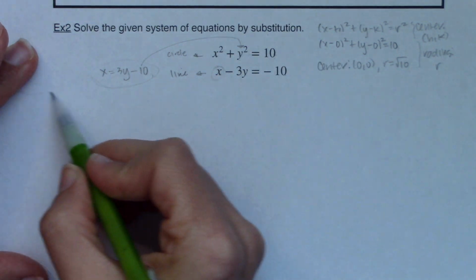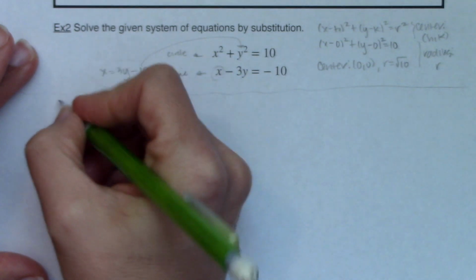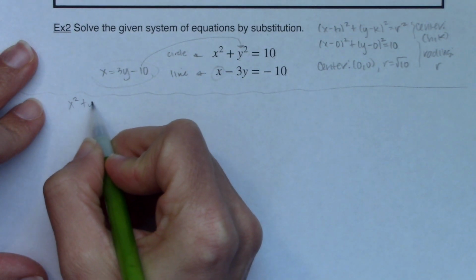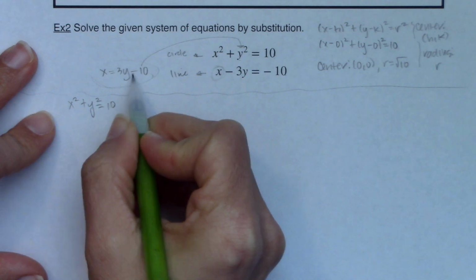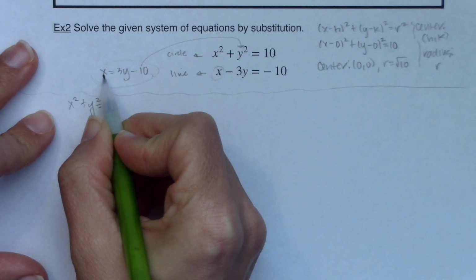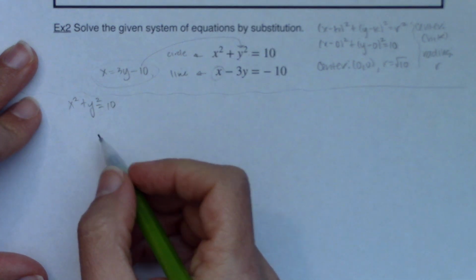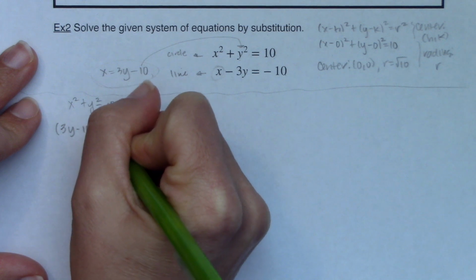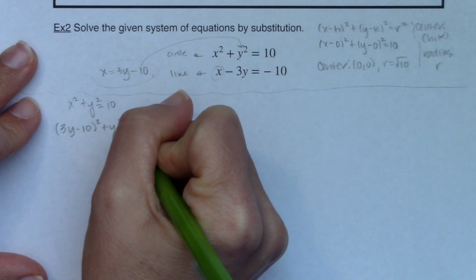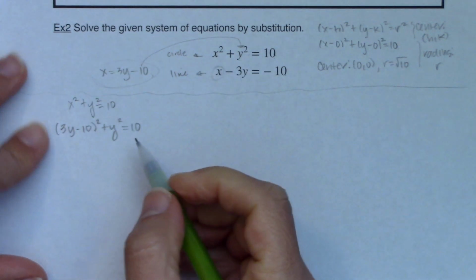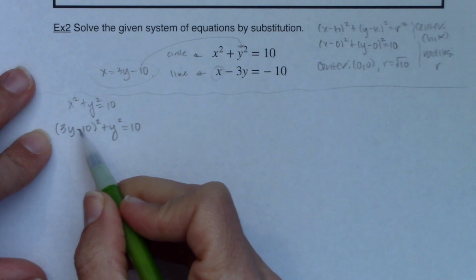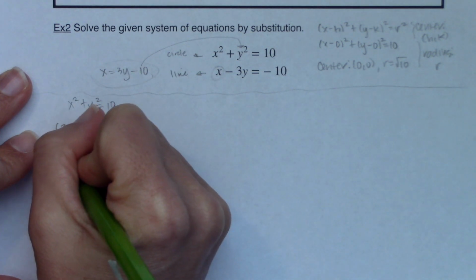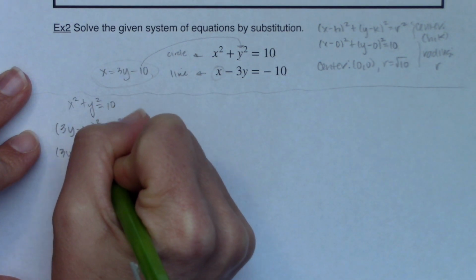All right, so let me put some separation here. We are starting with x squared plus y squared is 10. And instead of x, I'm now going to substitute in 3y minus 10. So I'm going to have (3y minus 10) squared plus y squared equals 10. I can't distribute that exponent over that binomial, so I am going to need to FOIL this out, or double distribute.